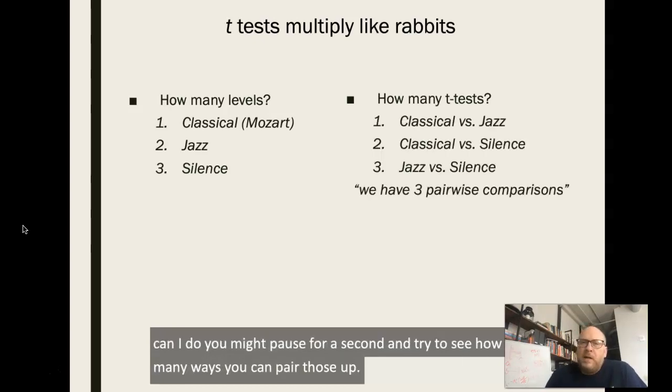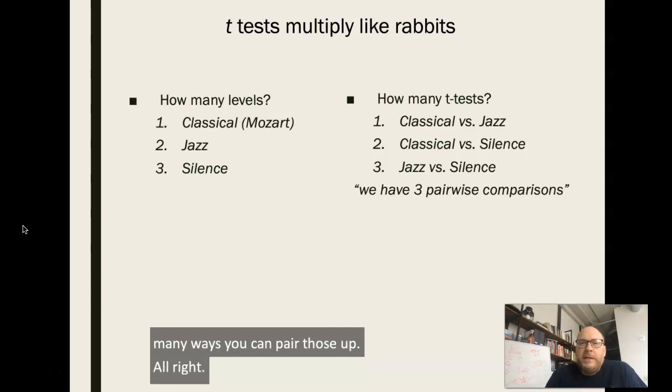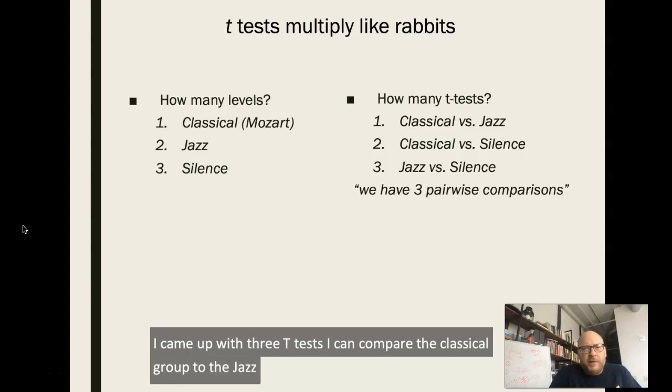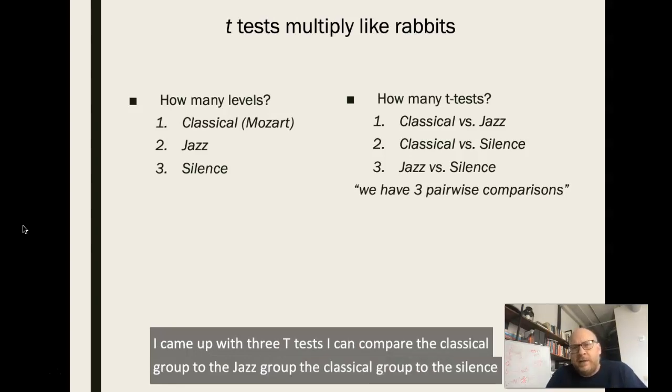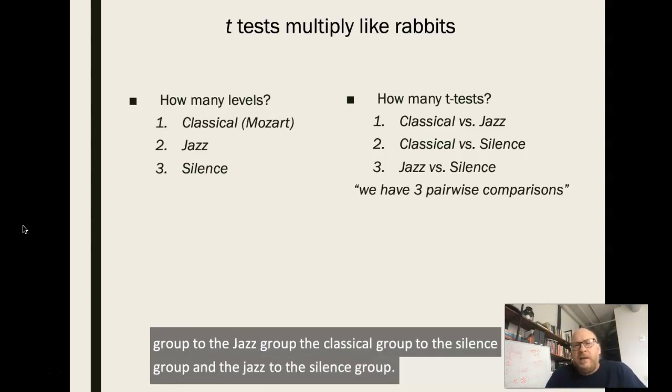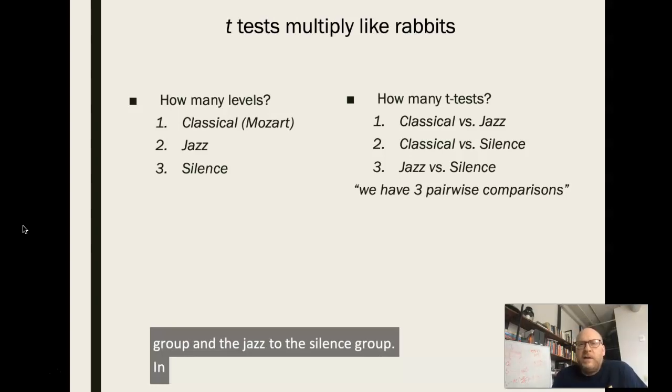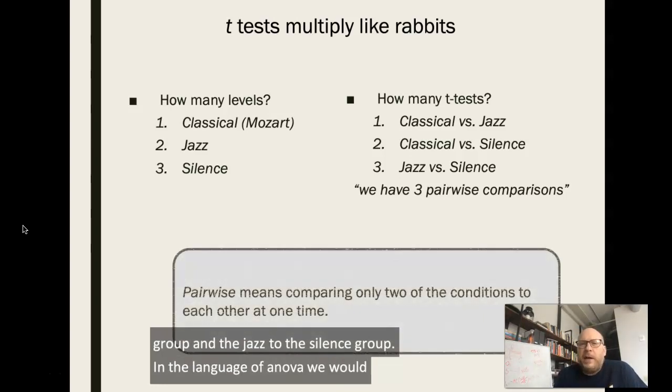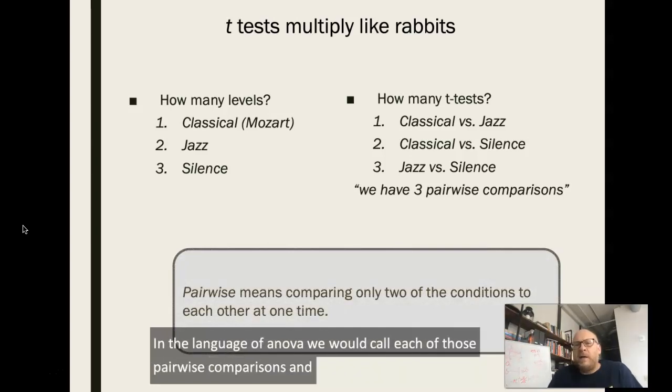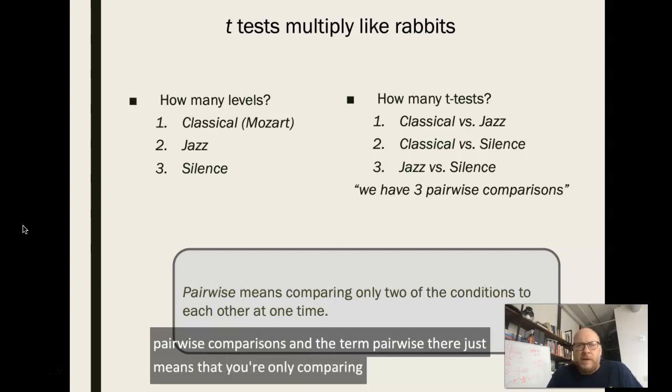All right. I came up with 3 t-tests. I can compare the classical group to the jazz group, the classical group to the silence group, and the jazz to the silence group. And in the language of ANOVA, we would call each of those pairwise comparisons. The term pairwise there just means that you're only comparing 2 conditions at any one time.